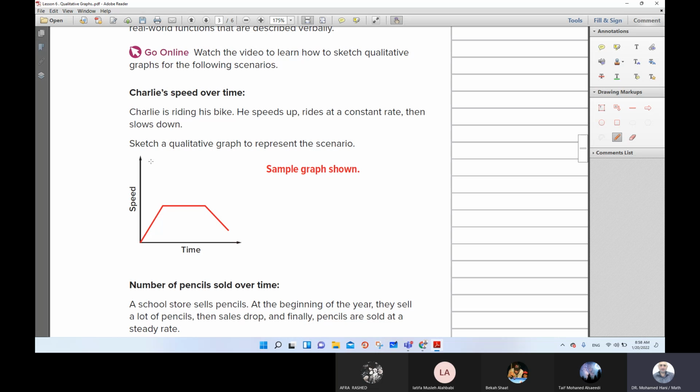So as you see in this graph, we have the time on the x-axis and the speed on the y-axis. As you see, in this period we have an increase, here no change, and here we have a decrease.